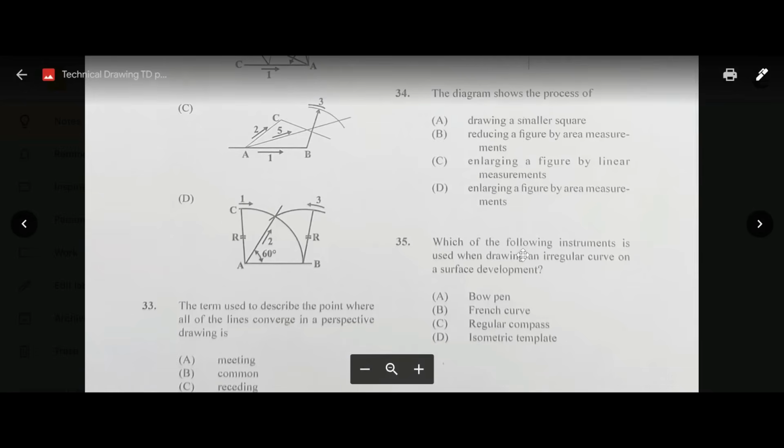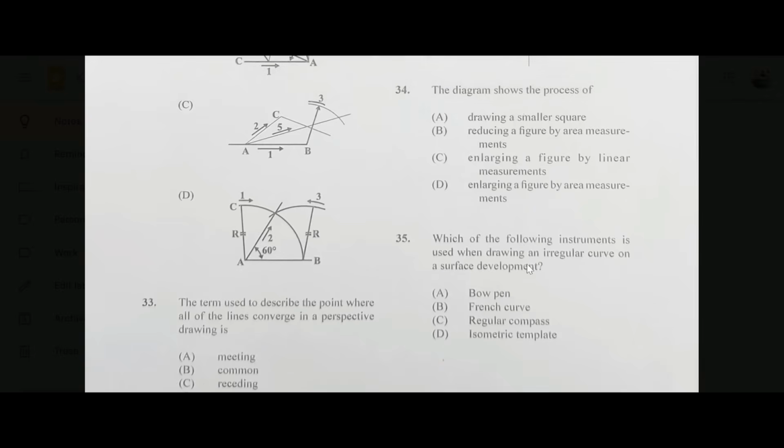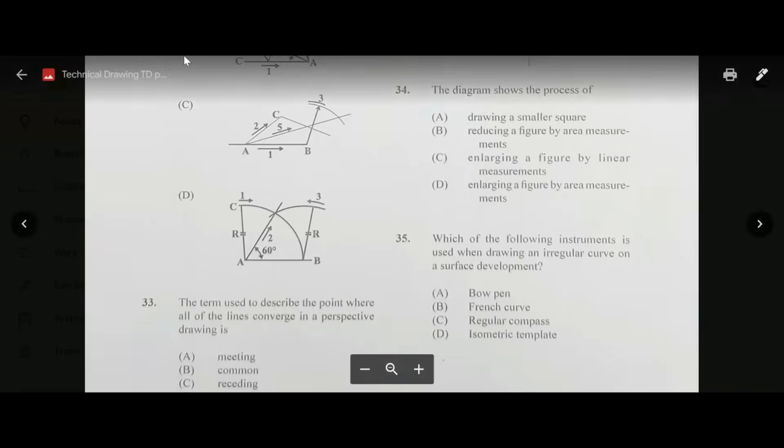Number 35, which of the following instruments is used when drawing an irregular curve on a surface development? And the answer is B again. It's a French curve, number 35B.